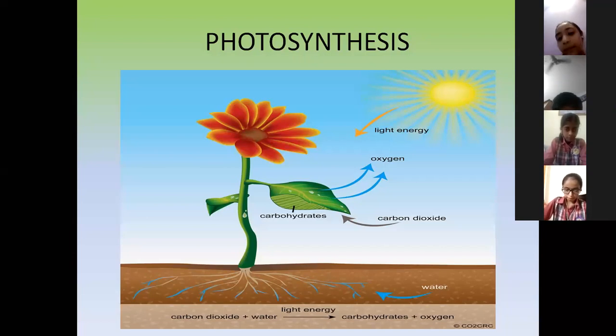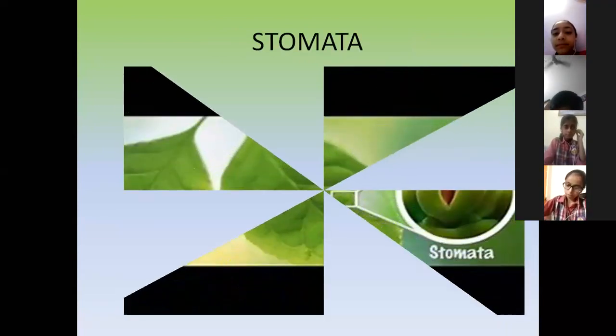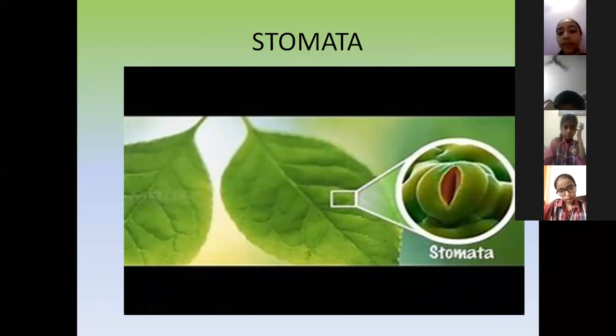Okay, let's move to the next slide. Now this is the picture of stomata. I showed you in the presentation yesterday also. These are the tiny pores on the surface of the leaf. These are called stomata.